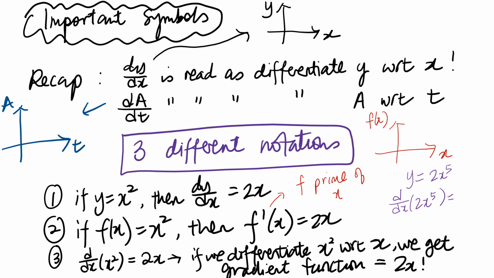Right, so what we are saying is that you are going to differentiate 2x to the power of 5 with respect to x, and then your gradient function will be 10x to the power of 4. Okay, this is what it means. So you have to take note of all these three different notations. They mean the same thing. That means finding the gradient function of the curve that you're given.